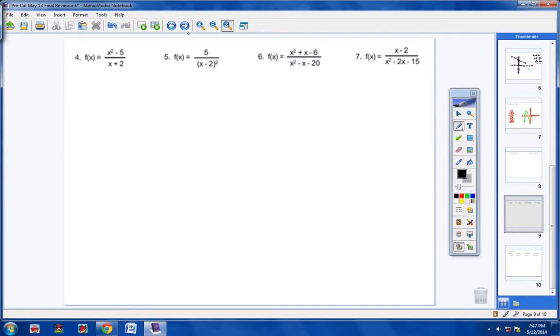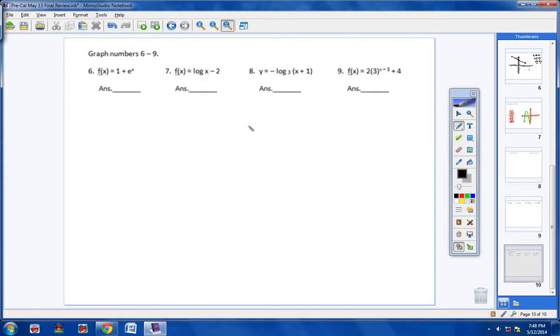Okay, 2 more equations. We're not going to do all 4 of these, just 2 of these. And of course, these were just on your test today that I gave you. So these are really familiar.